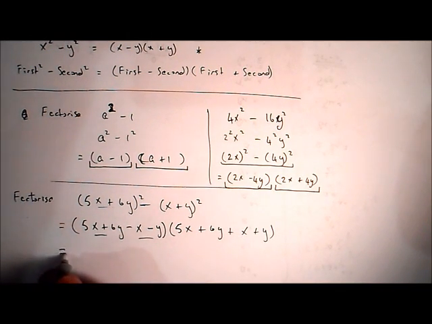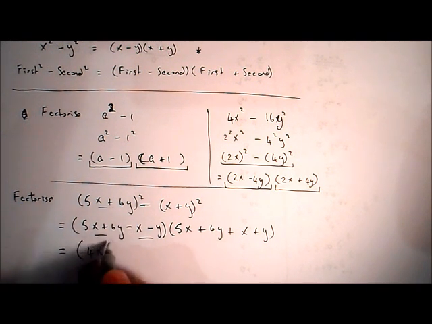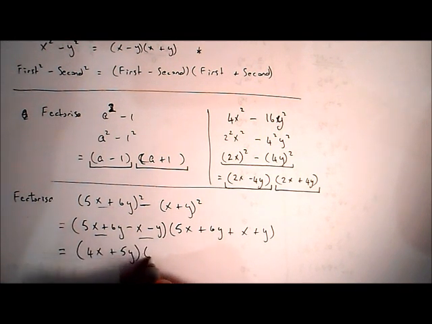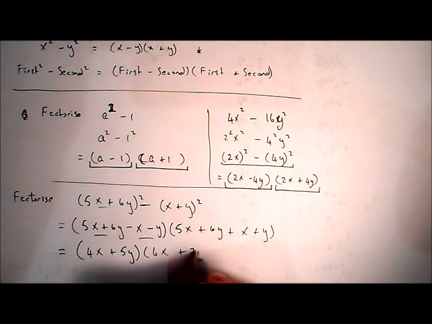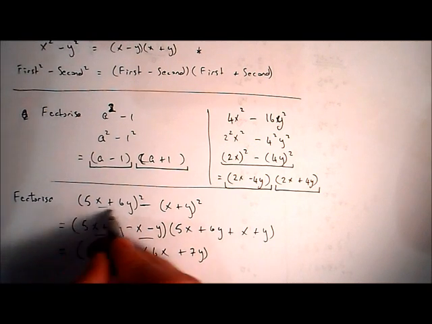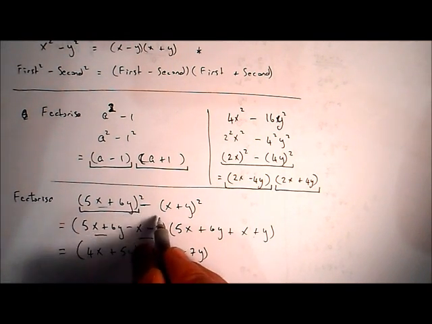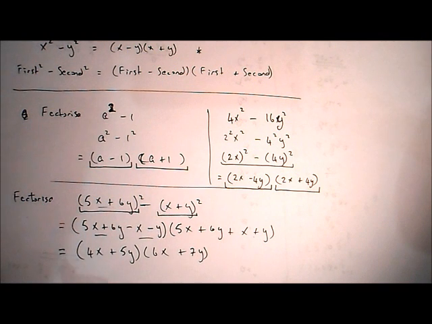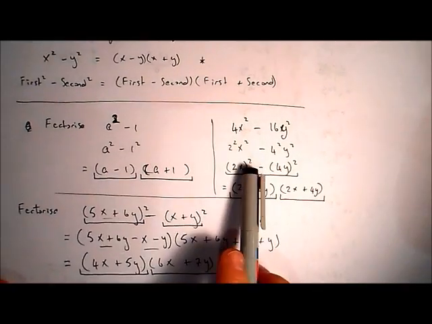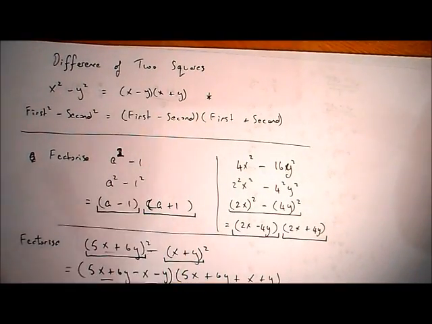I can tidy that up a little bit because I can add like terms. I've got 5x minus x, which gives me 4x, and 6y minus y, which is plus 5y. Then over here I've got 5x plus x, which is 6x, and 6y plus y, which is plus 7y. So I started off with a difference, this, which is the first, minus this, which is the second, and I rewrote it as a product, something multiplied by something. To do that, I used what's called the difference of two squares.